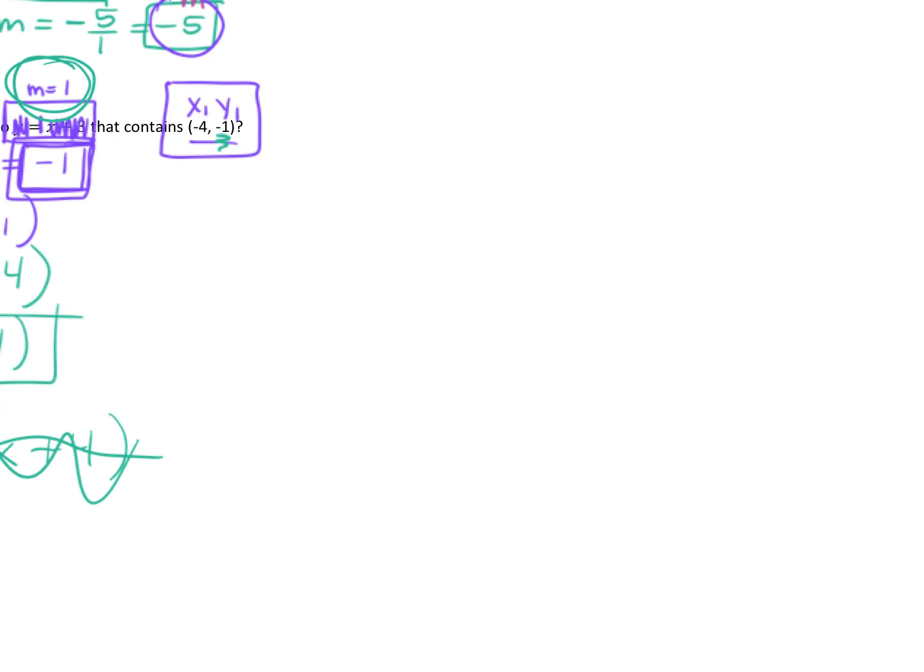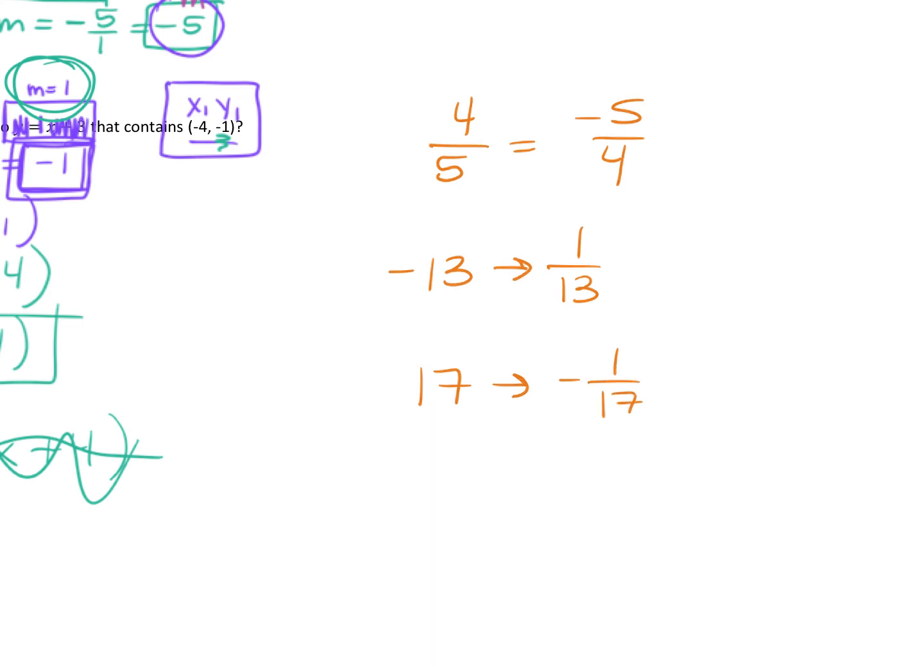Okay, speed run. You ready? Tell me the perpendicular slope. Negative 5 over 4. -5 over 4. Tell me the perpendicular slope. 1 over 13. Change the sign, flip it over. Tell me the perpendicular slope. Negative 1 over 17.